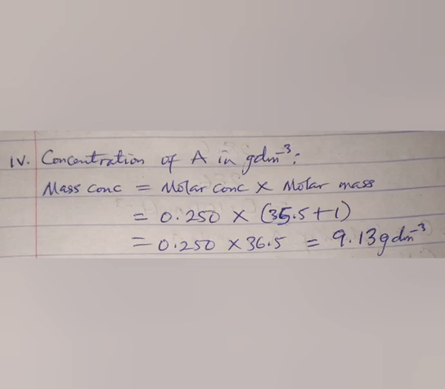Alright, so the molar concentration of A that I've just calculated is 0.250. Molar mass of A, remember A is HCl, hydrochloric acid. H is 1, Cl, chlorine, is 35.5. If I add them together, it will give me 36.5 as the molar mass of hydrochloric acid. So if I multiply, it's very simple. I will get my mass concentration.